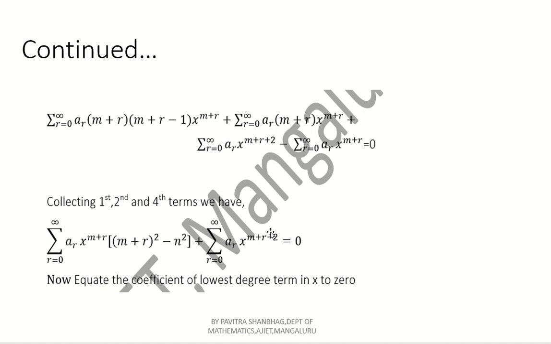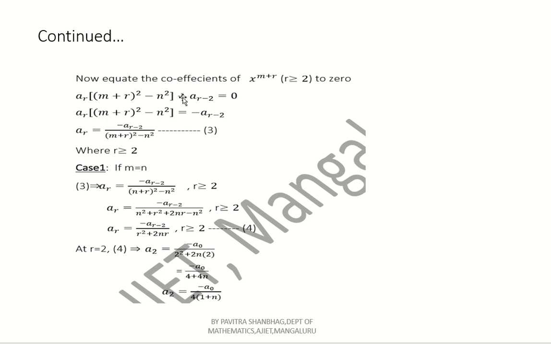So to get x power m plus r, we have to replace r by r minus 2, so that we get x power m plus r minus 2 plus 2. So replace r by r minus 2. What will we get here? Plus a_(r minus 2) equal to 0. So a_r into (m plus r) whole square minus n square equal to minus a_(r minus 2), because plus a_(r minus 2) equal to 0 is given.